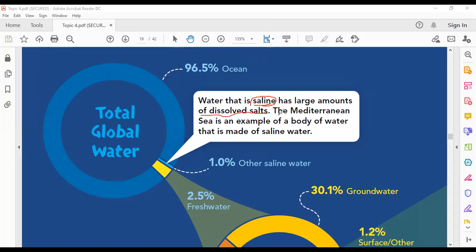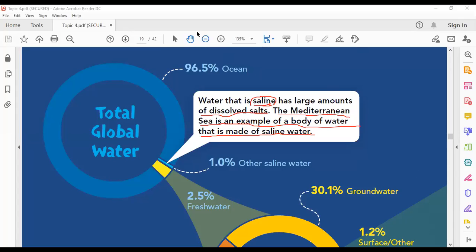The Mediterranean Sea is an example of a body of water that is made of saline water. Not only the Mediterranean Sea, by the way: the Red Sea, and the Gulf of Aqaba is part of the Red Sea, is also saline water. The Atlantic Ocean is saline water. The Pacific Ocean is saline water. So saline water or salt water contains large amounts of dissolved salts, while fresh water has no dissolved salt in it or very small amounts of dissolved salts.